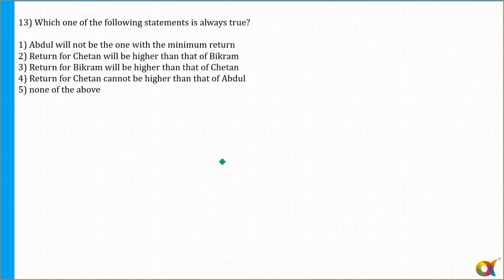Question number 30. We know that C is always greater than or equal to B. Which one of the following statements is true? It says, Abdul will not be the one with the minimum return. No, Abdul's return can be minimum, because if the price keeps decreasing every day, then it might be possible that Abdul has got a minimum return.